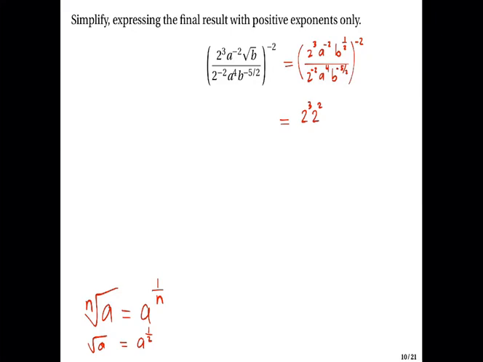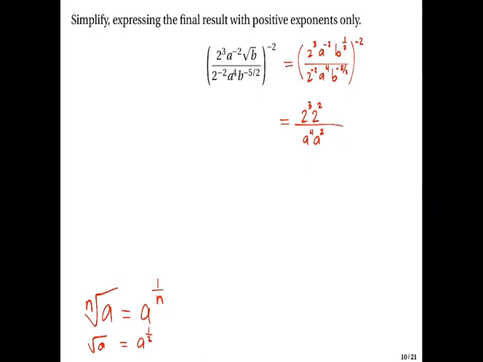Next, for the a. In the numerator, you have a raised to negative 2. In the denominator, you have a raised to positive 4. Negative 2 is smaller than positive 4. So we bring a raised to negative 2 from the numerator to the denominator, and then we change the sign of negative 2. So this a to the 4 here will remain in the denominator, and then this one will go to the denominator as a raised to positive 2.